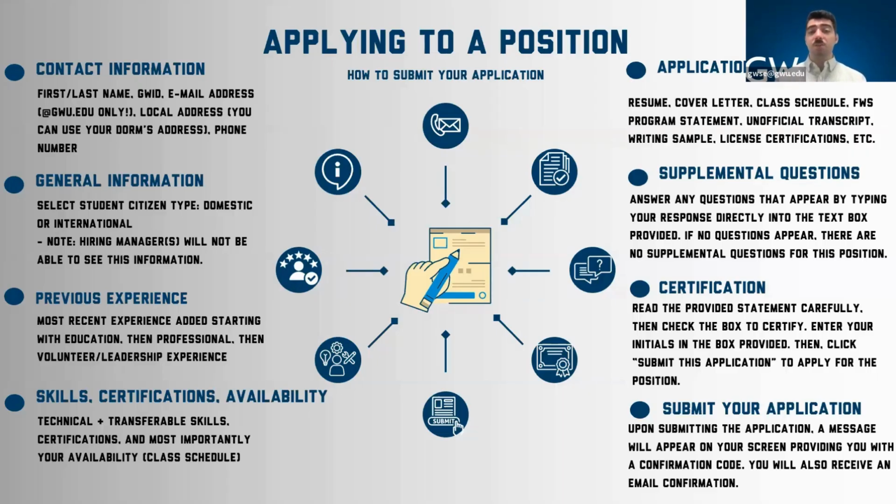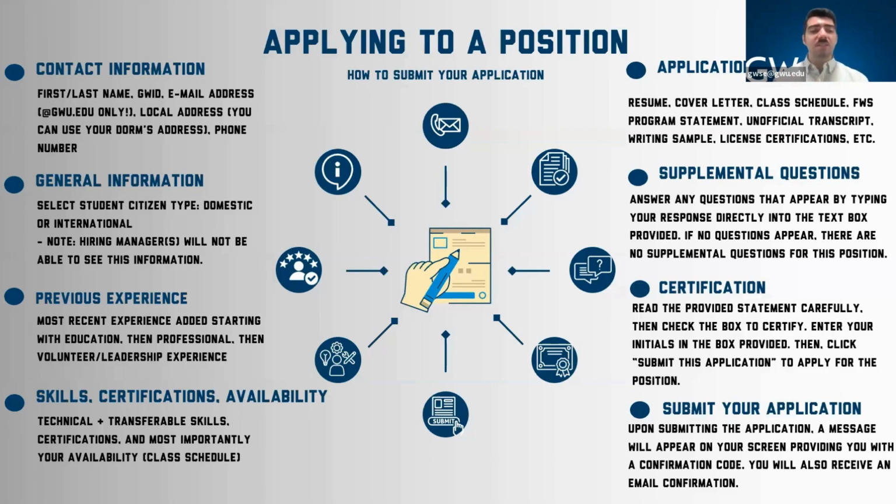Then you want to include your general information. So select student citizen type, domestic or international, for example. But as a note, hiring managers will not be able to see this information. It's just for us. So when we assign your onboarding checklist, we know what type of I-9 you need to complete. Is it like for those that are F1 visa students, do they need their I-20s and I-94s, or are you a domestic student that just needs their passport? So that's the reason why we request that information at the time of you applying.